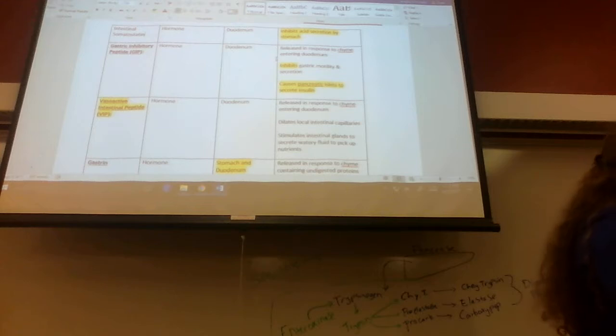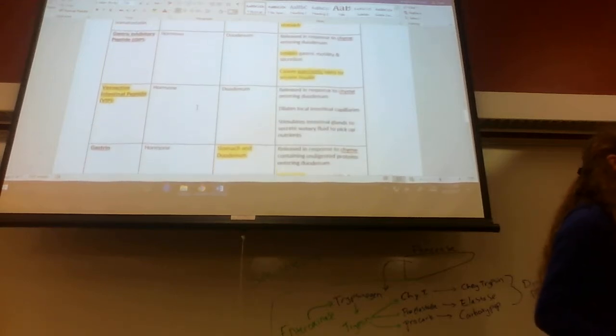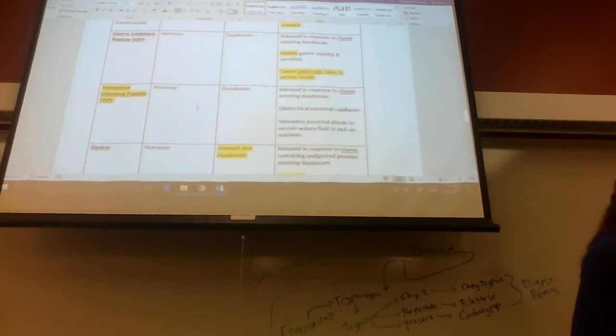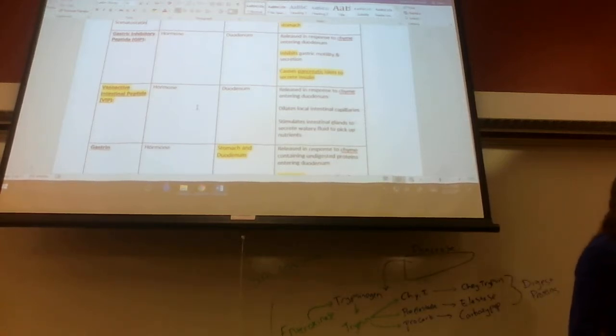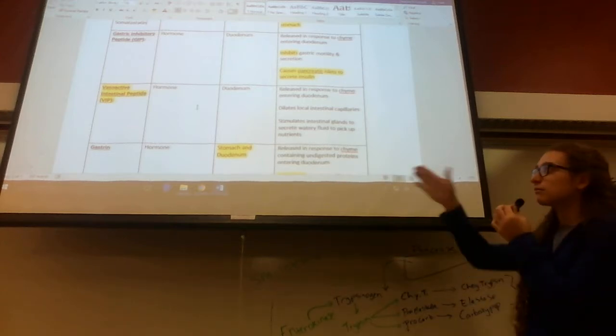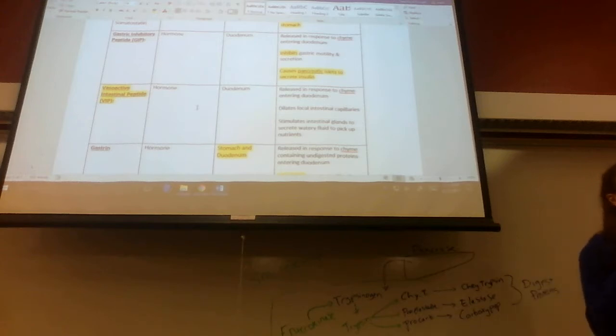The next one is another hormone. This is VIP, very important person. No, I'm kidding. Vasoactive intestinal peptide. And the name kind of defines the function. So vasoactive. Vaso, you think about veins.